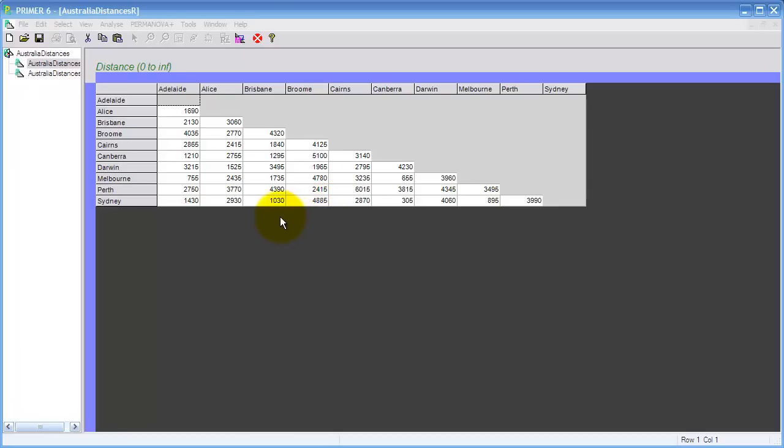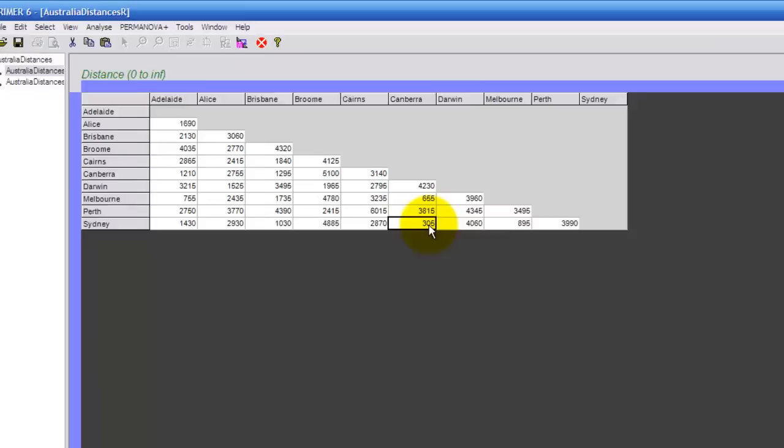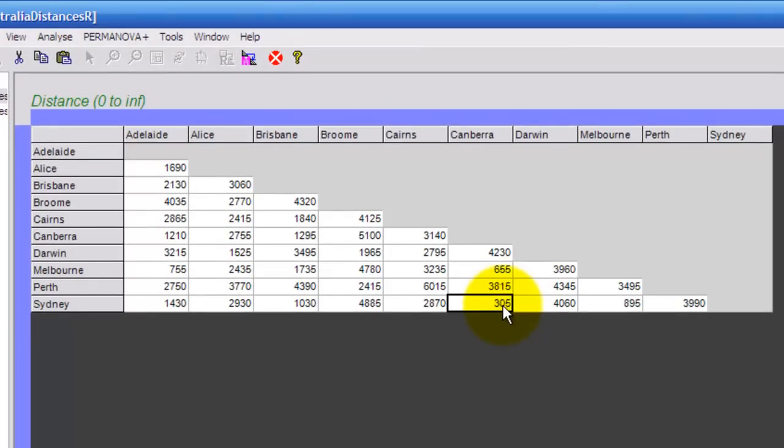So what I've got here is a matrix showing distances between some major Australian cities in kilometres. So this is a distance matrix. Clearly a small number here means the two cities, Sydney and Canberra, are fairly close together, 300k, whereas a larger number here, 4,000, is the distance between Broome and Adelaide, which is obviously quite a long way.